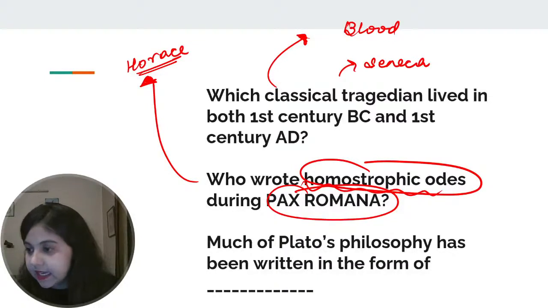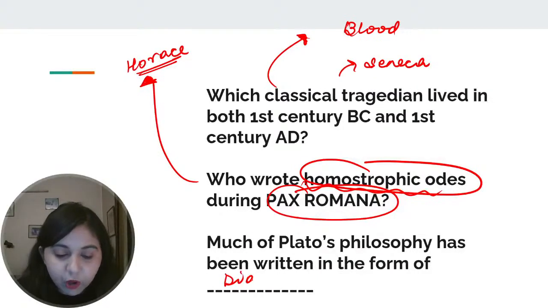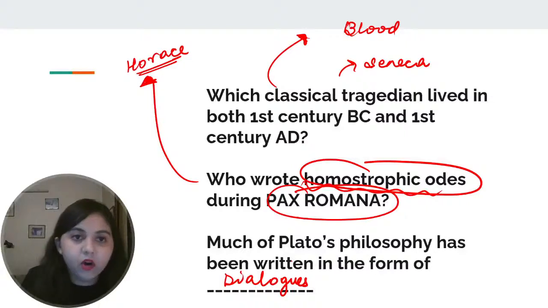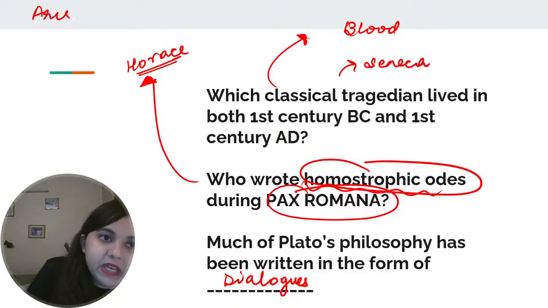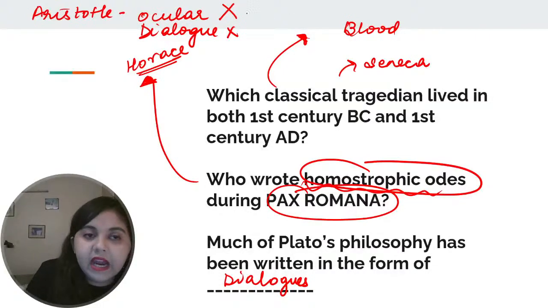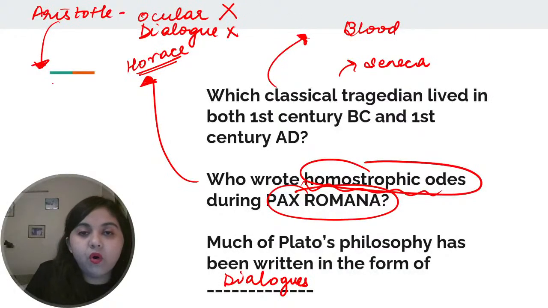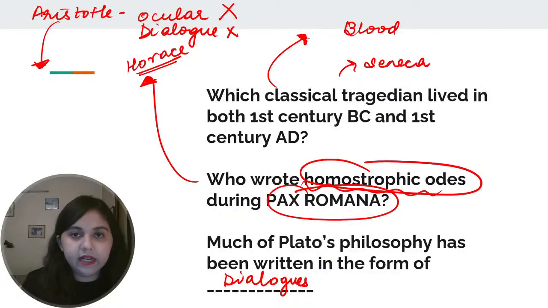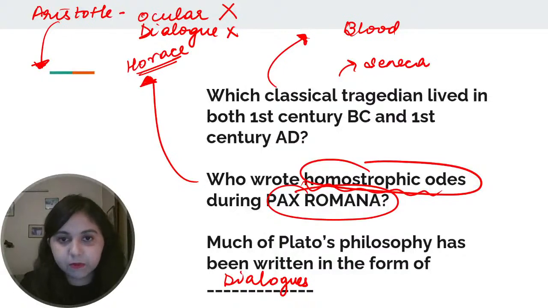The next question, I cannot see. Much of Plato's philosophy has been written in the form of dialogues. He was using dialogues. Remember, in the last lecture of mini modules, what had we discussed? Aristotle said the ocular method and the dialogue method was not very effective, and therefore Aristotle is getting something which is called the modern scientific method of descriptive writing, of trying to justify your writing, trying to make a point and justifying that point. That is what Aristotle is engaging in. Okay, so please keep that aspect properly in mind.